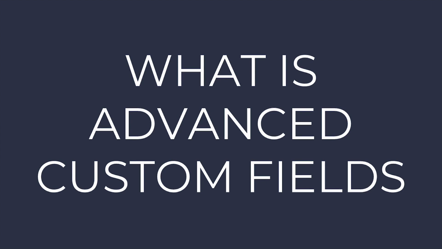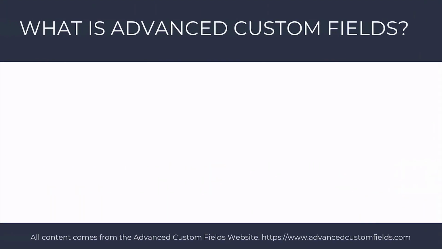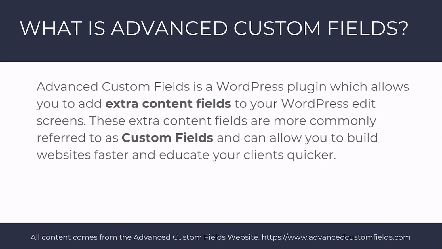What is Advanced Custom Fields? Advanced Custom Fields is a WordPress plugin which allows you to add content fields to your WordPress edit screen. These extra content fields are more commonly referred to as custom fields and can allow you to build websites faster and educate your clients quicker.